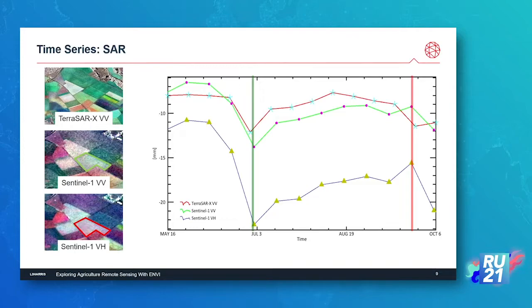This is caused by the harvesting and upchurning of the soil, as well as the leaving of some of the vegetation debris on the field. Soon after, with the red line, we see a decrease in TerraSAR-X, which occurs when harvesting is finished and the soil has returned to its normal state.